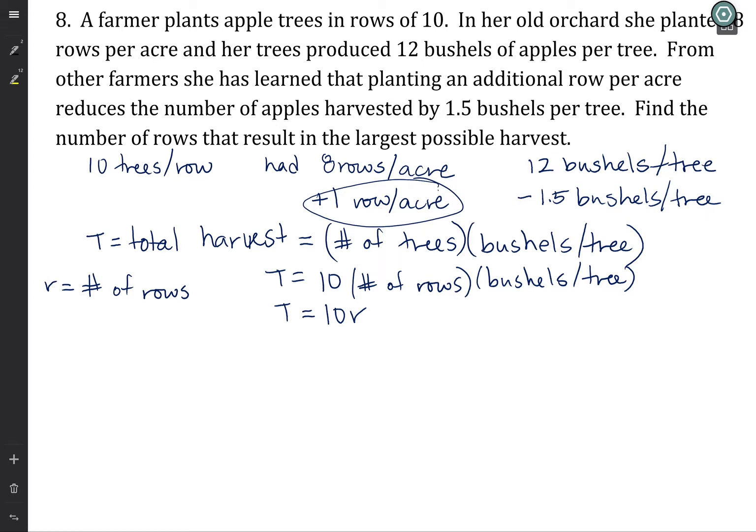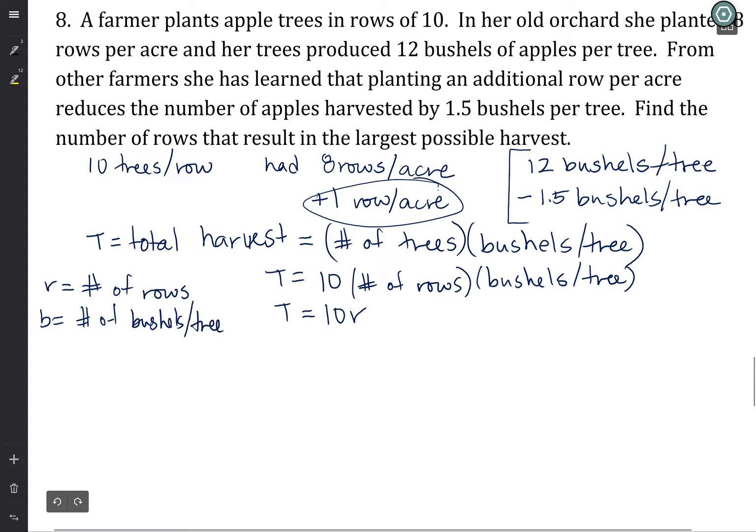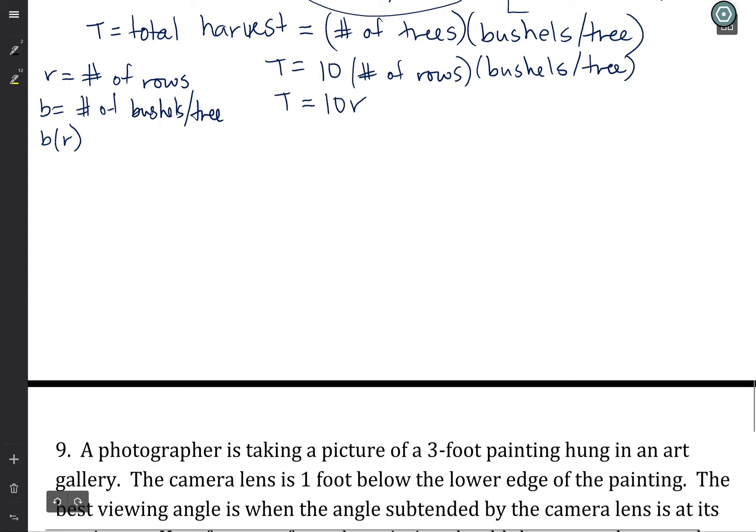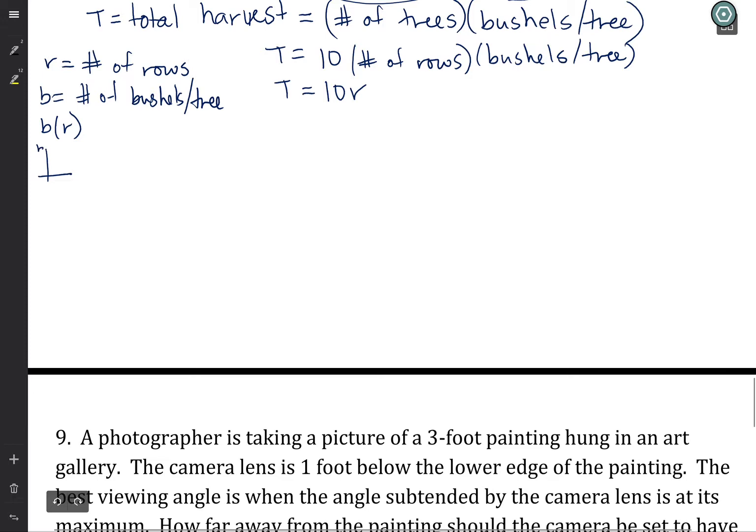So my big thing I would point out here is that what we're told is that at 8 rows per acre, there are 12 bushels per tree. And for every row we add, that decreases by 1.5 bushels per tree. That's a linear relationship. So if we want to figure out the total number of bushels, let's say temporarily, B is the number of bushels per tree. If we want to figure out a formula for B in terms of R, we're saying B is our output, R is our input.